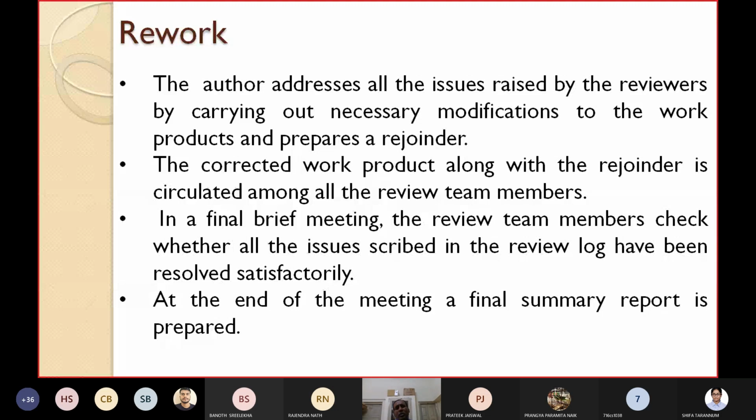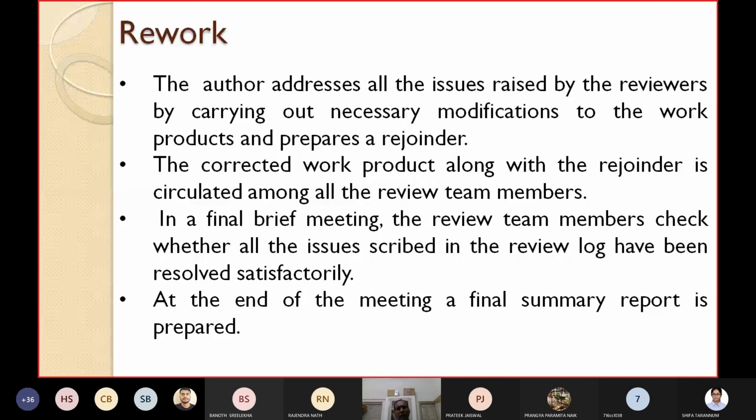Just like when you submit papers to journals, you get some comments from the reviewers. Then you have to prepare a rebuttal or rejoinder, that means a response to the comments. They have given this comment. Yes, I have done it on this page like this. I have made the changes. That is known as a rejoinder. The corrected work product along with the rejoinder is circulated again among all the review team members, and then a final brief meeting is held.